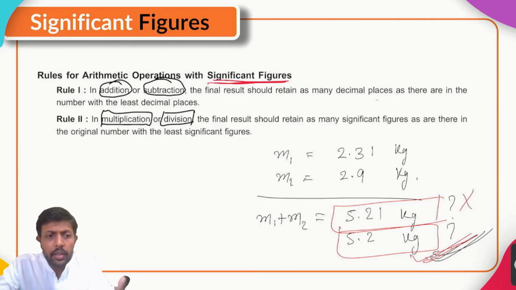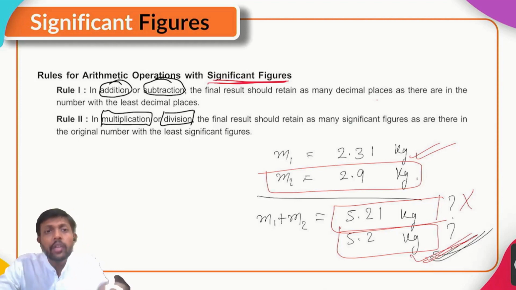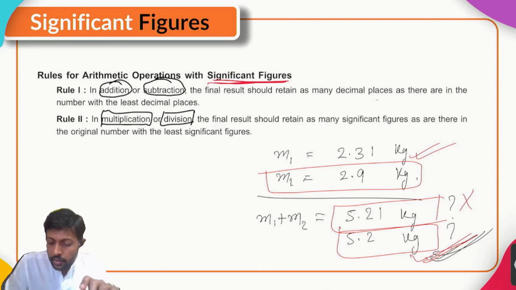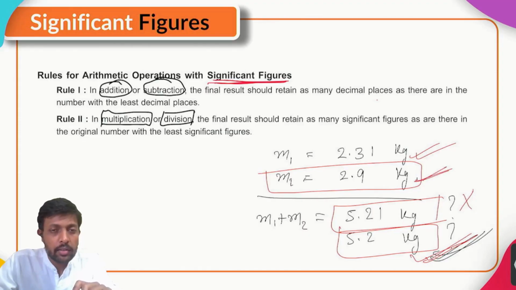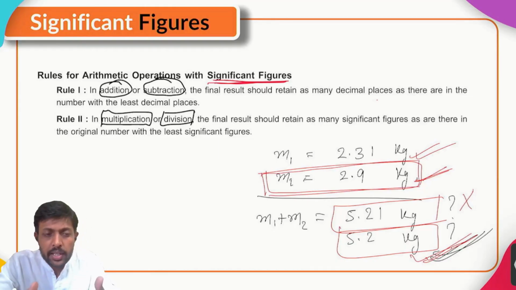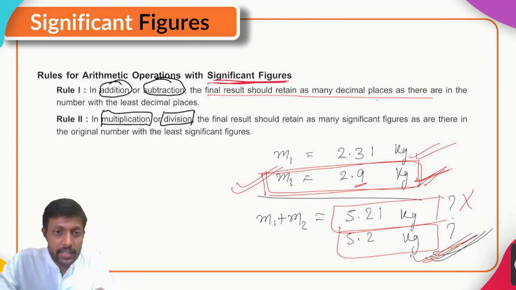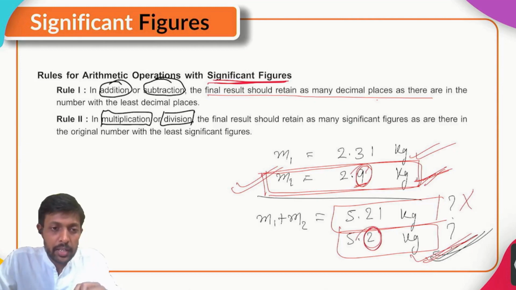You remember, significant figures tell us how accurate a result is. Now, if you're adding two things, one mass was very accurate, the second mass was not so accurate. So the accuracy of the result will be limited by the measurement which was not so accurate. That means we have to look at how many decimal places there are in each measurement. So the final result should retain as many decimal places as there are in the number with the least decimal places. Okay, so one decimal place in this case. So the result will also have one decimal place in it.